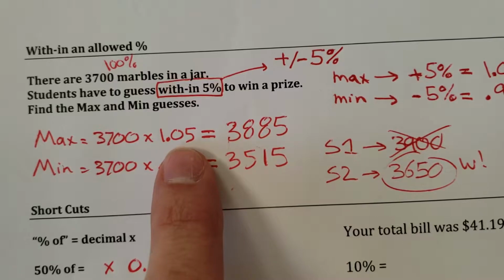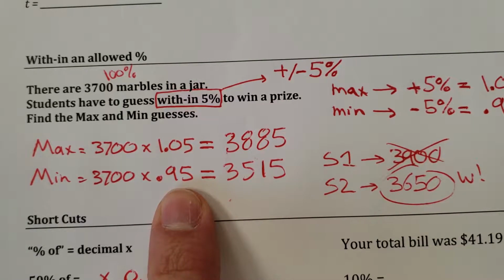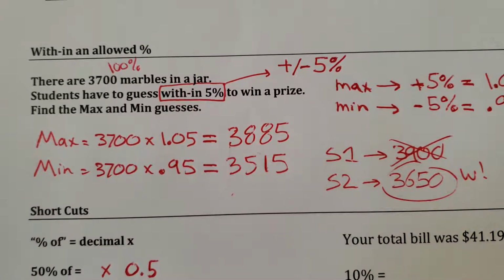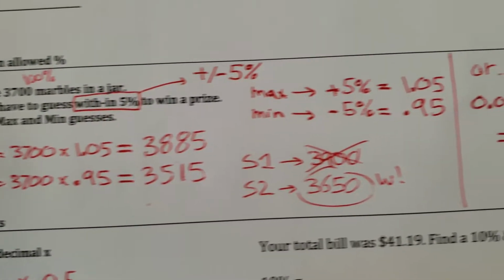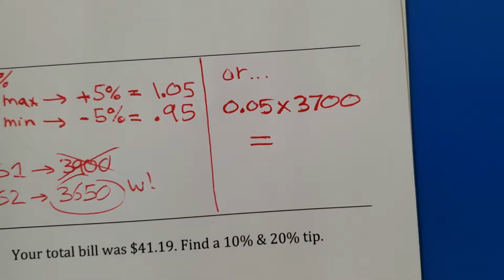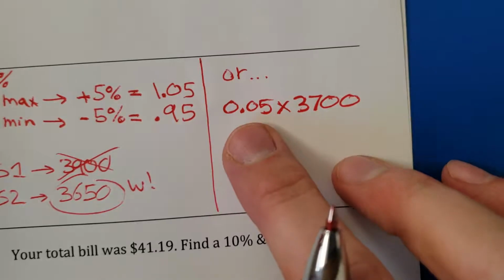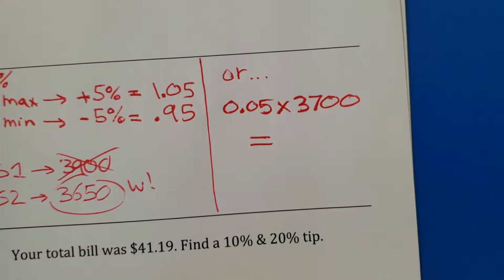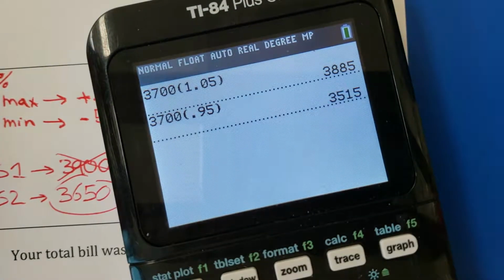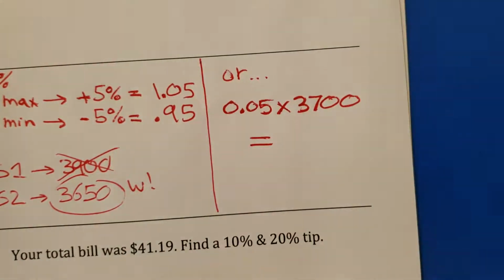All right, so to me, that's the quickest way to do that. Just apply the 5% over and the 5% under as a decimal, multiply, and then you're done. The other method, which works just as well, depends if you like this or not, is another way to find it: just do the 5%. What is the 5%? So watch this, 0.05 times 3,700. Oh, it's 185.